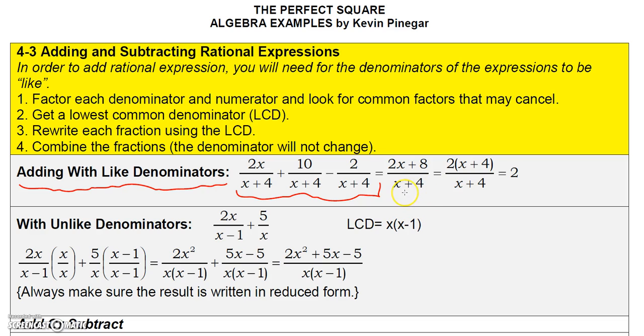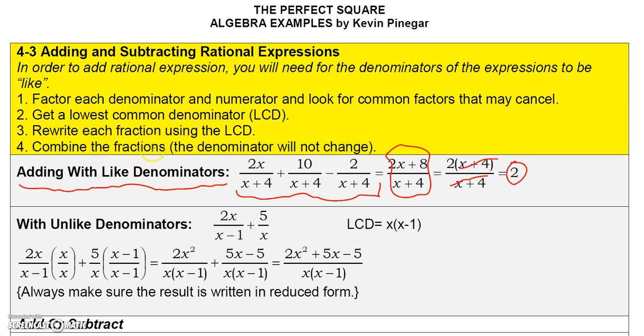Now, one thing you always want to do when you add or subtract a rational expression is see if it will simplify, kind of like what I did at the beginning of the last section. So here, notice I have in the numerator 2x plus 8, but I can factor a 2 out of the numerator, and I get 2 times x plus 4. And now I know that x plus 4 up here, since that's a factor, will cancel with x plus 4 down here. So x plus 4 over x plus 4 is 1, and then 2 times 1 would simply be 2. So that would be 2.